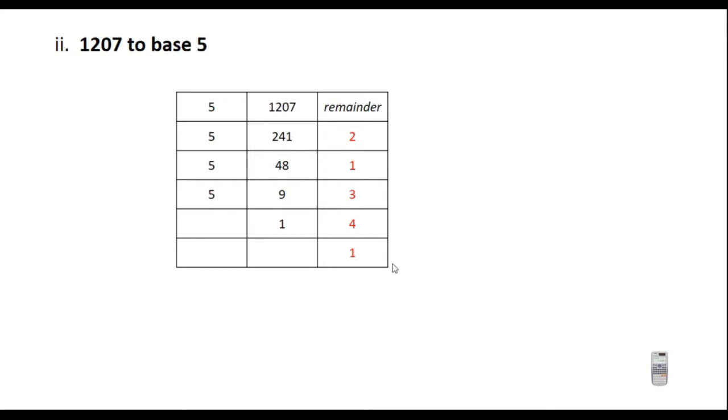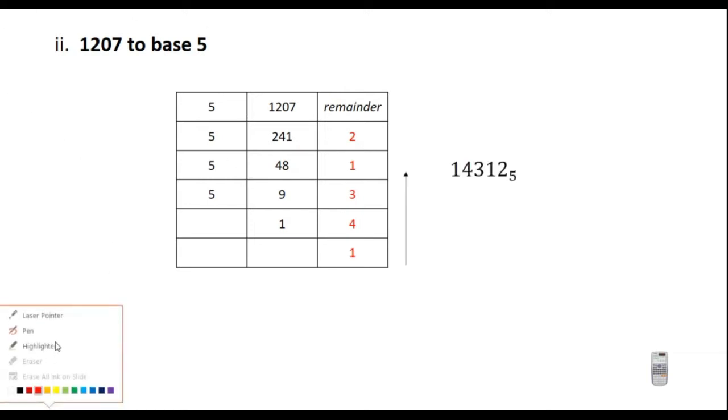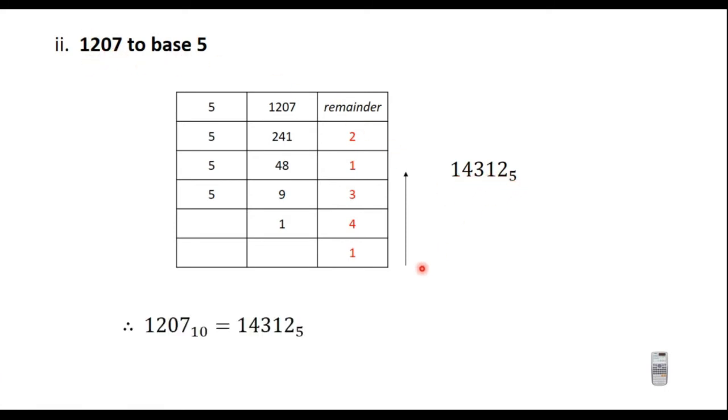So this time you pick the answer in this manner: 1, 4, 3, 1, 2. So it means that if you convert 1207 to base 5, you are going to have 14312 base 5. So 1207 base 10 is equal to 14312 base 5.